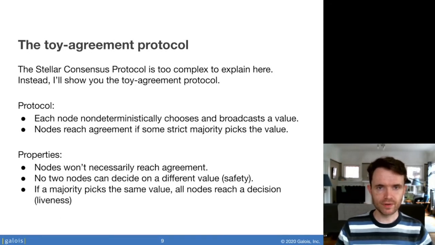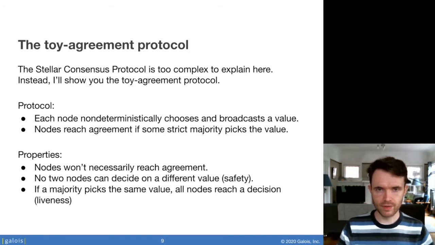The complete proof of the Stellar Consensus Protocol is too large to explain in detail in this talk. But in fact, Ivy's proof language is simple enough that I can go through a small example in a lot of detail. The one I'm going to talk about is the Toy Agreement Protocol, a very simple consensus algorithm.